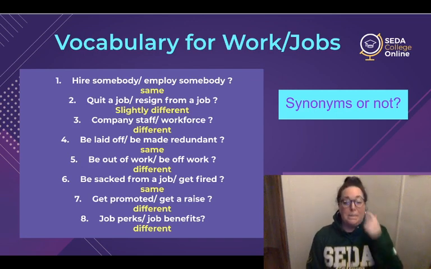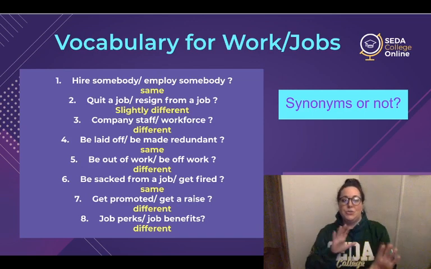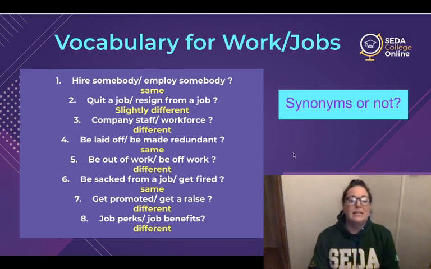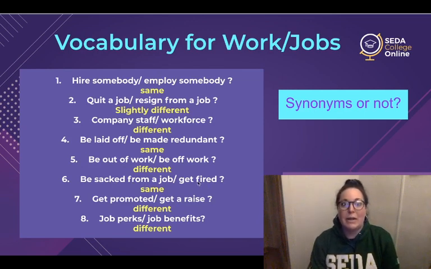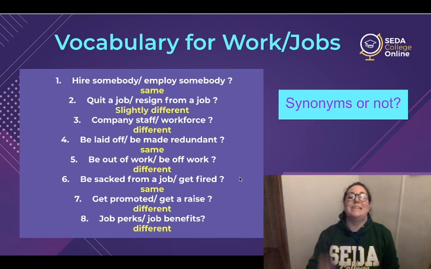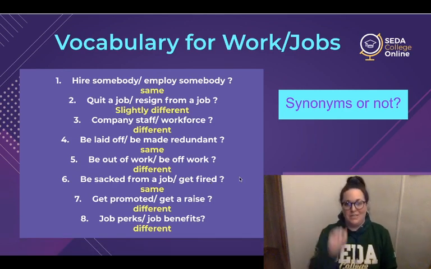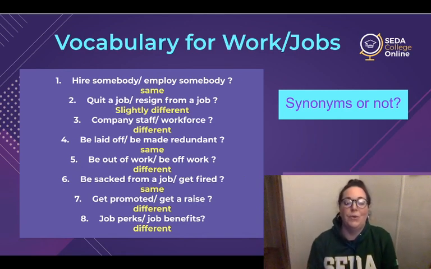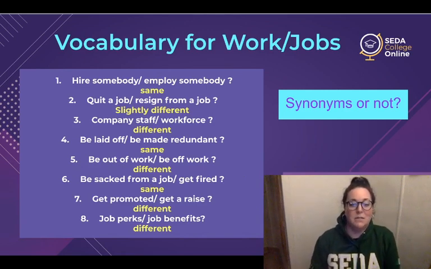Sacked and fired mean the same thing, but they're used in different places. So sacked is a very British English thing to say. UK, Ireland, Canada even. It means you got fired. Fired is the more American English thing to say. And they're both informal ways to say you were dismissed. Dismissed. And ask me about this in the comments. I will write it for you. To be dismissed.